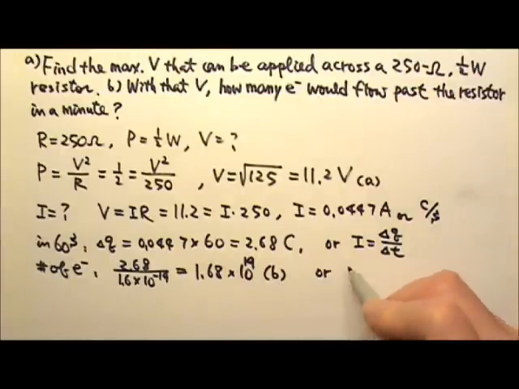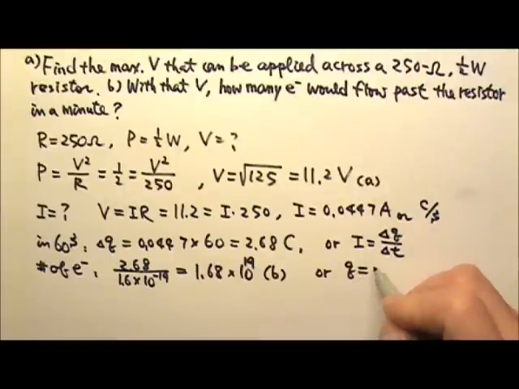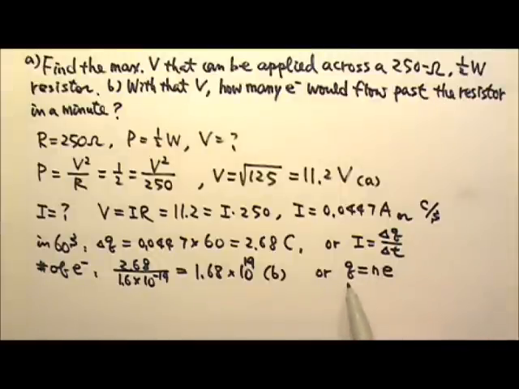Or, of course, if you want, you can use the equation for charge quantization. Q equals N times the elementary charge. So if we want the number of electrons, we just have to divide the charge by the elementary charge, and that's what we did over here.